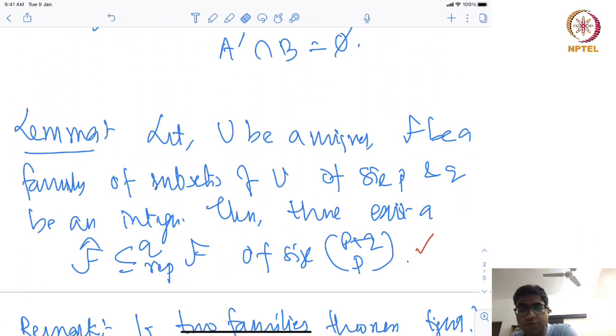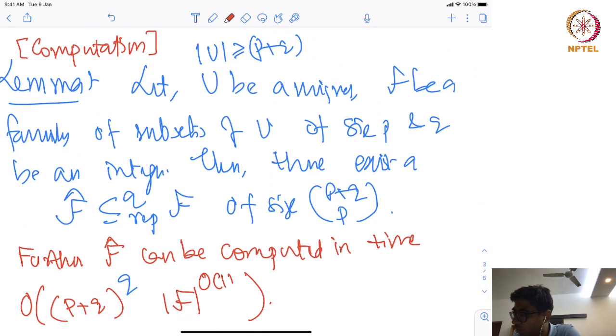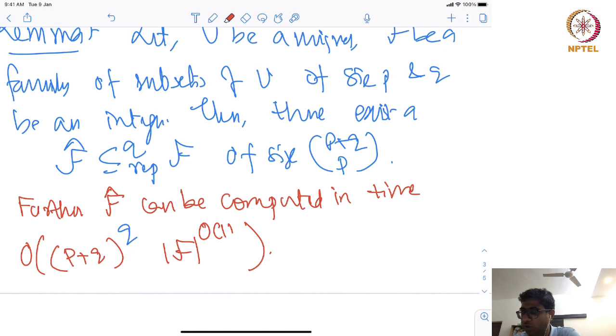And what is the lemma that we proved? We proved that if you look at a minimal family of sets, then there exists an F hat whose size is independent of the size of the universe. It only depends on the size of the sets in my family and the integer Q, the size of the sets with respect to which we are trying to define representativeness. And that was P plus Q choose P. Further, we also talked about computation, that there is an algorithm which can compute these in P plus Q to the power big O of 1 time.